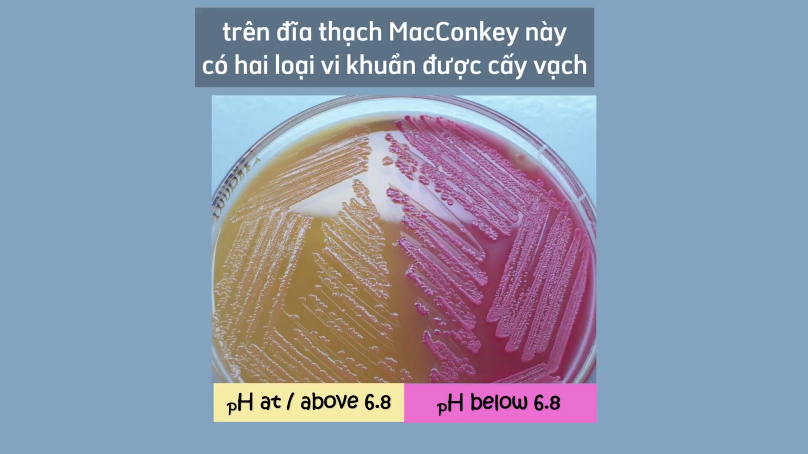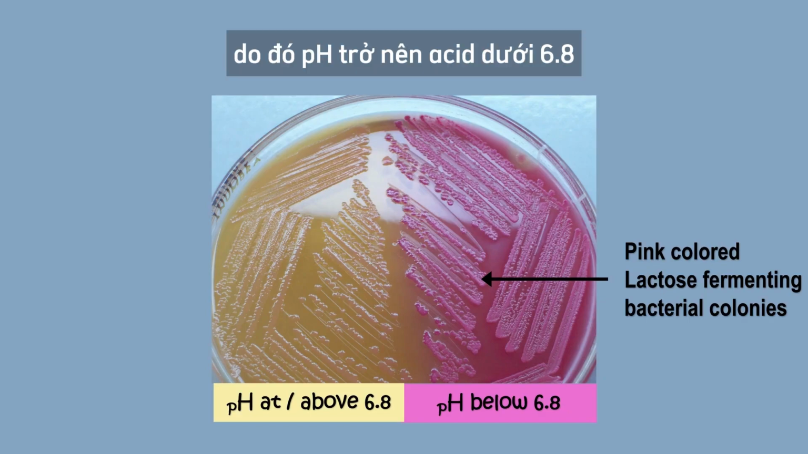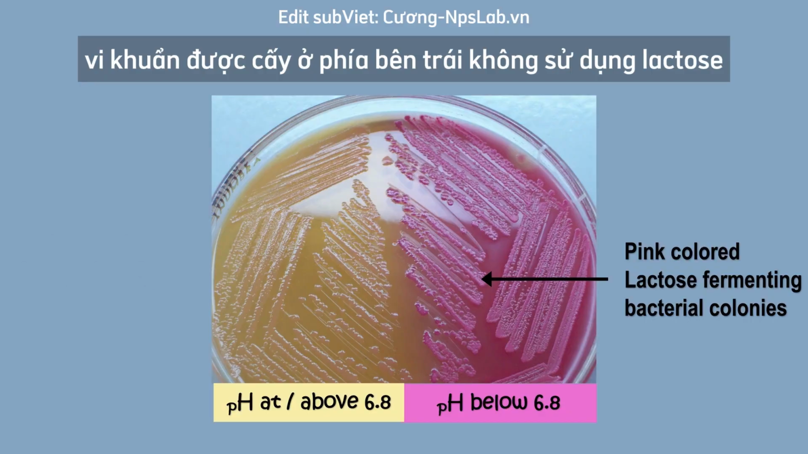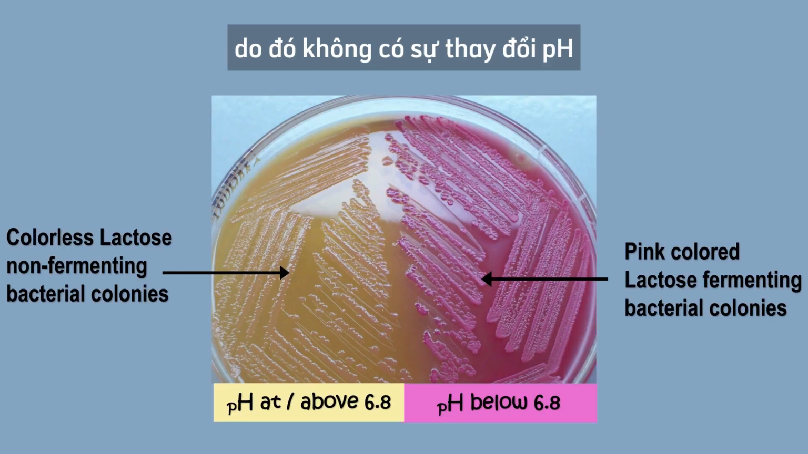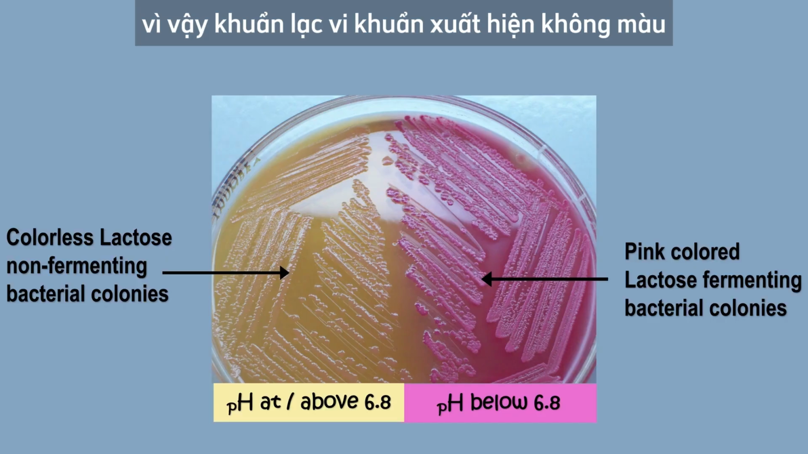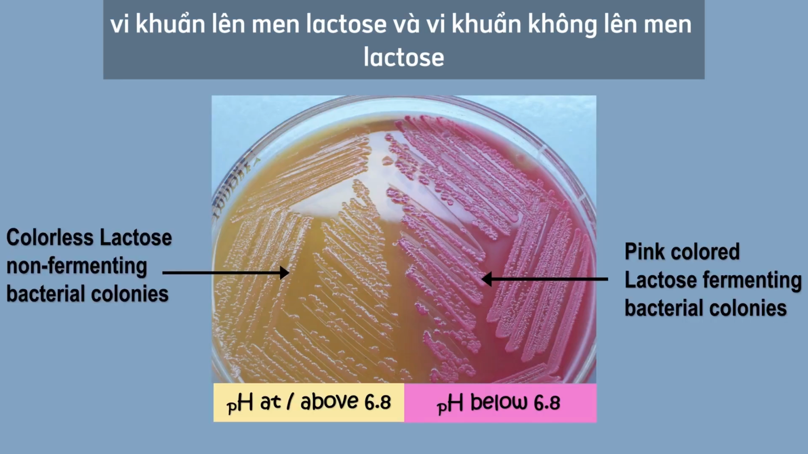Here on this MacConkey agar plate, two types of bacteria are streaked. The bacteria streaked on the right side utilize the lactose. Therefore, there is acidic pH below 6.8. Therefore, these bacteria and the surrounding medium appear pink. The bacteria streaked on the left side don't utilize lactose. Therefore, there is no change in the pH. Therefore, the bacterial colony appears colorless. In this way, MacConkey agar differentiates lactose fermenter and lactose non-fermenter bacterial colonies.